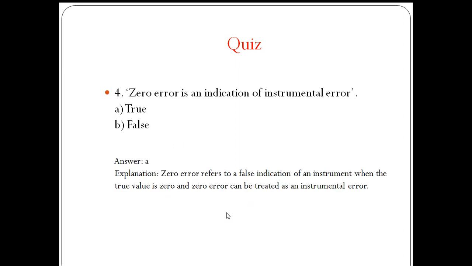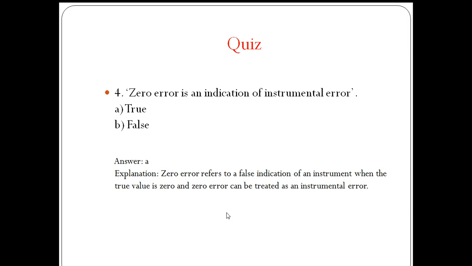Next question. Zero error is an indication of instrumental error. Option A true, option B false. While setting the pointer initially before measurement we have to place it at 0. Sometimes it may not be located at 0, it will be somewhat before or after 0. That error is called zero error, and it comes under instrumental error. So the statement is true, option A.